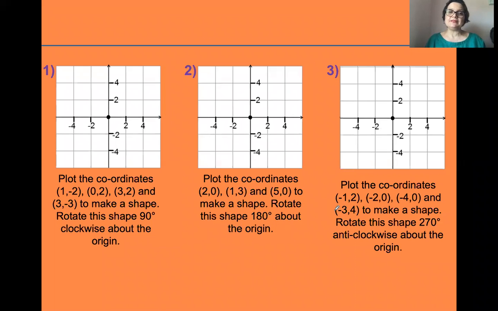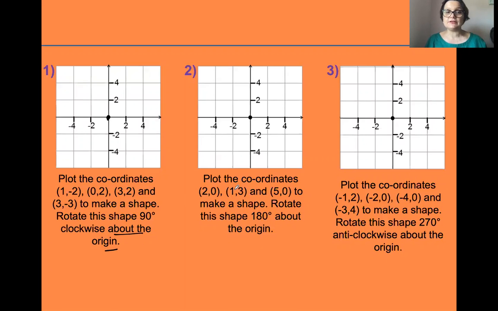Now here, this is an example of your independent work. You have 3 different exercises, and I would advise you, it'd be good for you to plot the shapes, or plot the coordinates of each vertex first to make the shape, and rotate the shape 90 degrees for the first one, clockwise about the origin, which means this point, the origin of the coordinates.